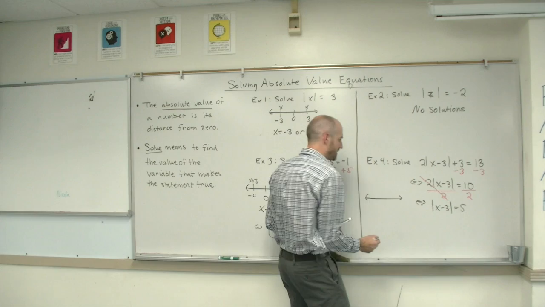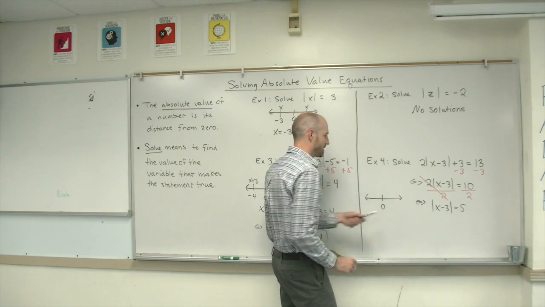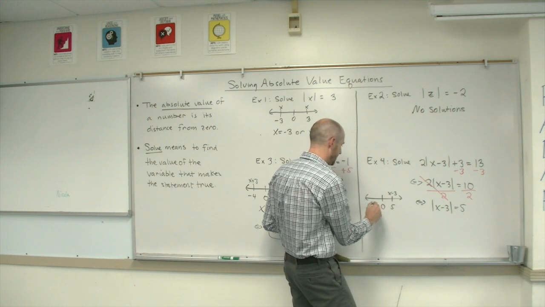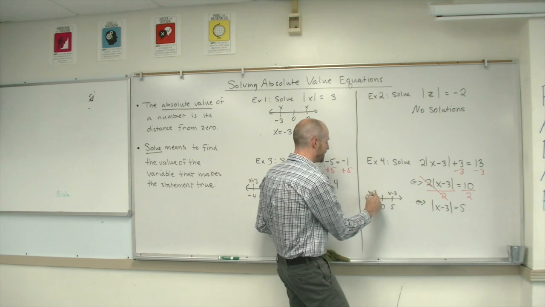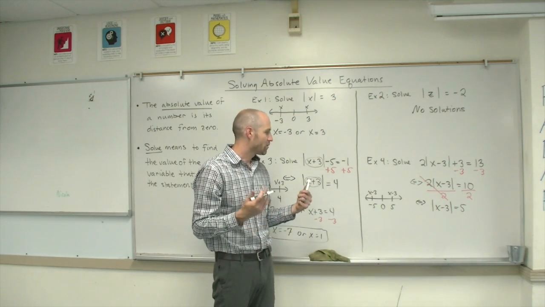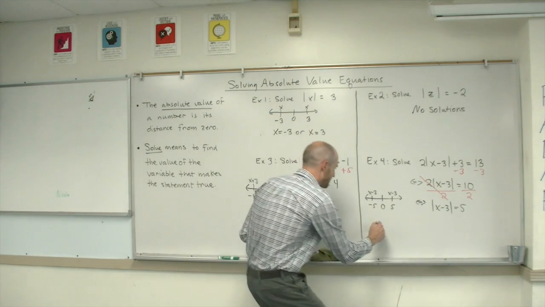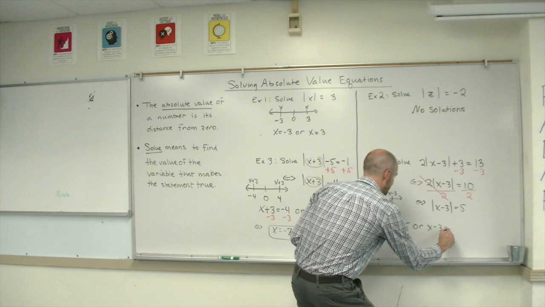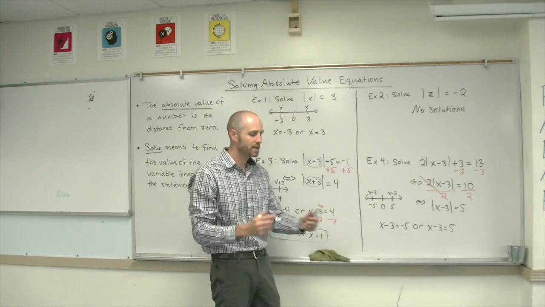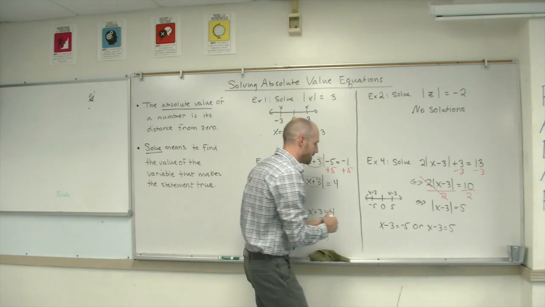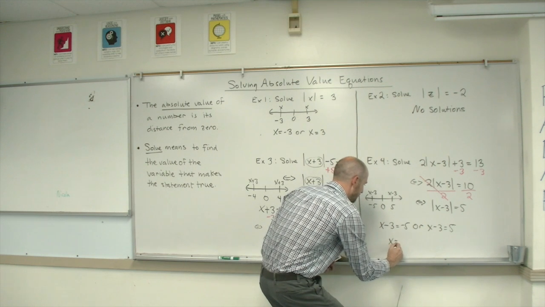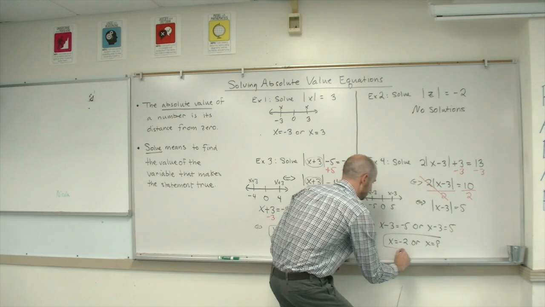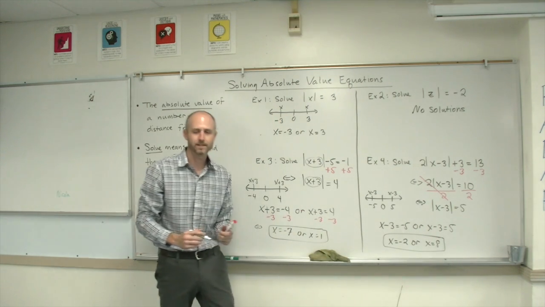Okay, so if its distance from 0 is 5, then this number, x minus 3, it can either be at 5, or it could be at negative 5. And now once again we have two one-step equations that make some sense. So either x minus 3 is equal to negative 5, or x minus 3 is equal to 5. And then we're just solving these by adding 3 to both sides. And what we'll come up with is x is equal to negative 2, or x is equal to 8. Okay, end of the story for today.